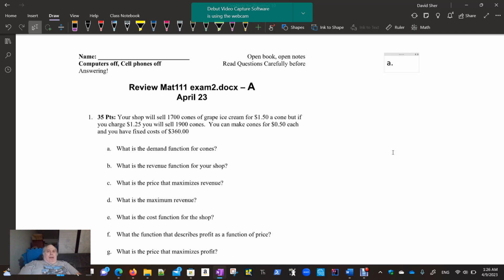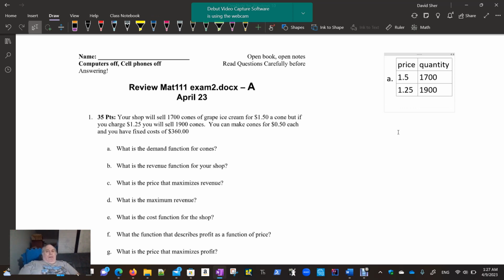And part A, we're going to make the price quantity table that we usually make. And notice that $1.50 is the price because it has money on it, 1.5, and the quantity associated with that is 1700. The price 1.25 has a quantity of 1900.